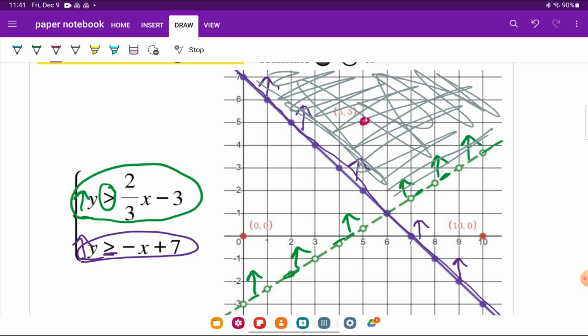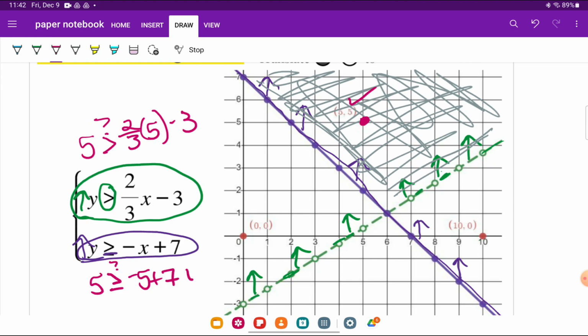Again, we're going to grab an ordered pair. I like double ones because then you don't have to worry about where you put which number. And we're going to check, is 5 greater than 2/3 of 5 minus 3? Yes. Is 5 greater than or equal to -5 plus 7? Yes. They both work. We have shaded in the right direction.